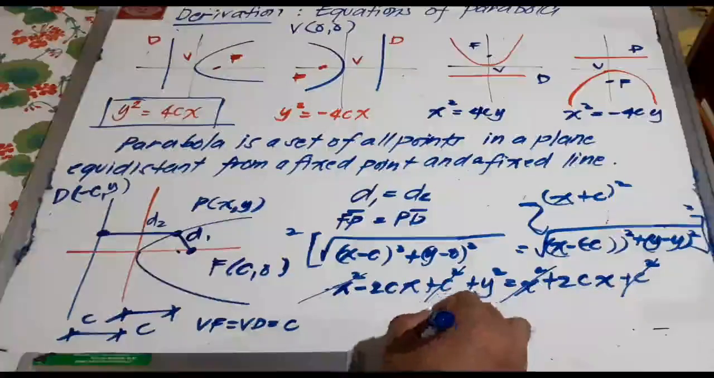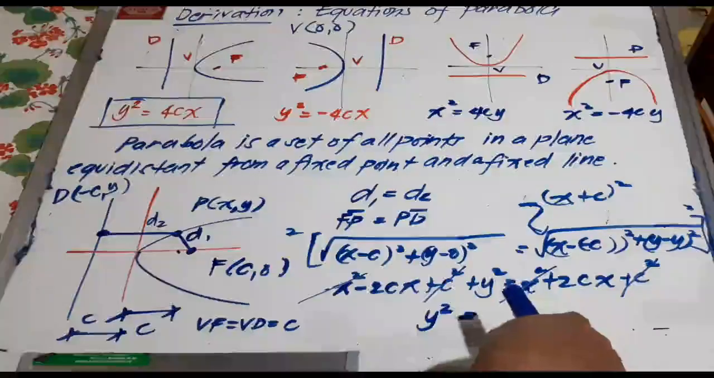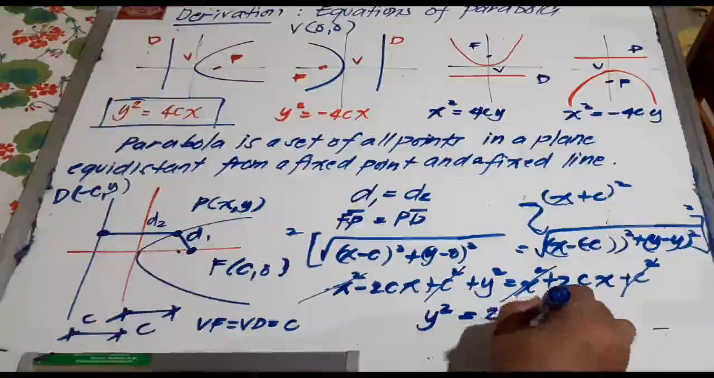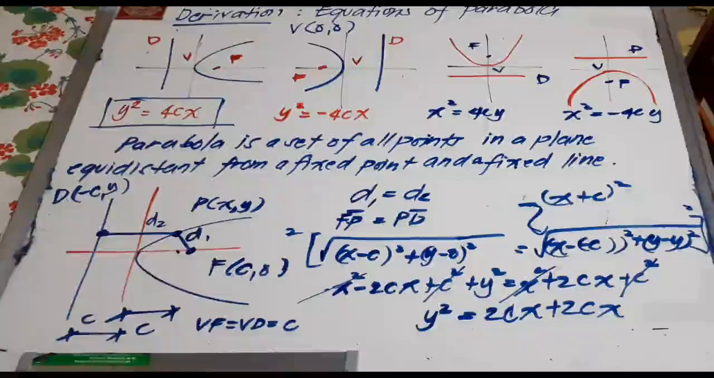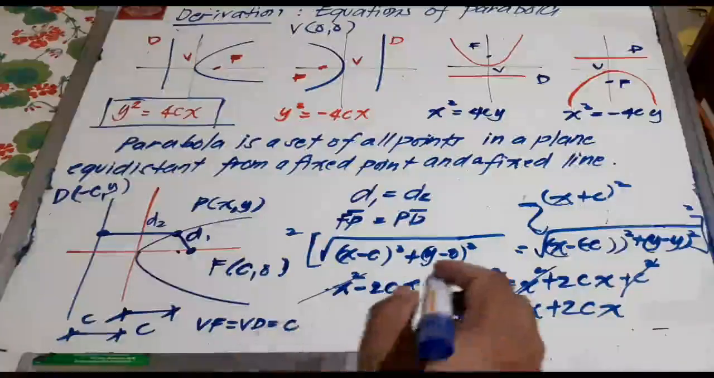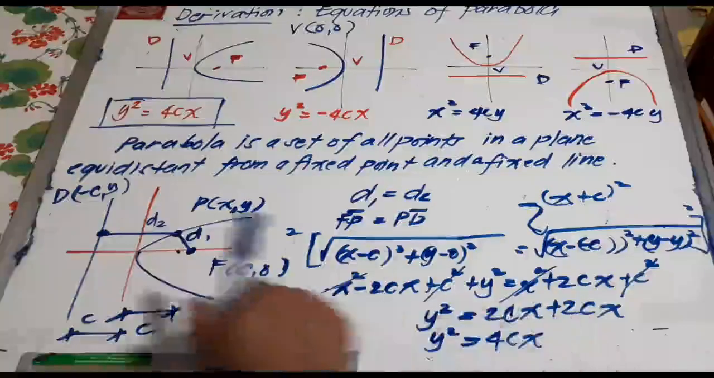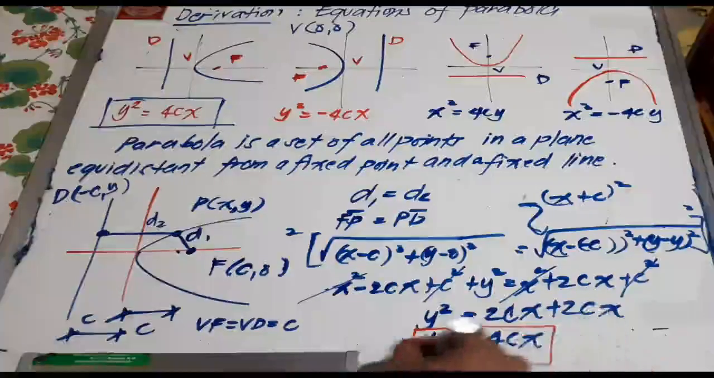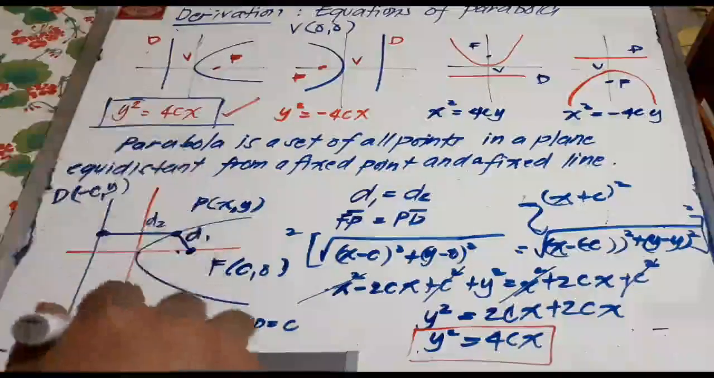So unahin ko si y squared. Y squared, and then I'm going to transpose 2cx na lang to make it look like our equation. So, 2cx plus another 2cx, right? So, we have 2cx plus another 2cx. So, the equation is equal to y squared equals 4cx. Now, so if we're going to match our derived equation to our original equation written on top, it is the same.